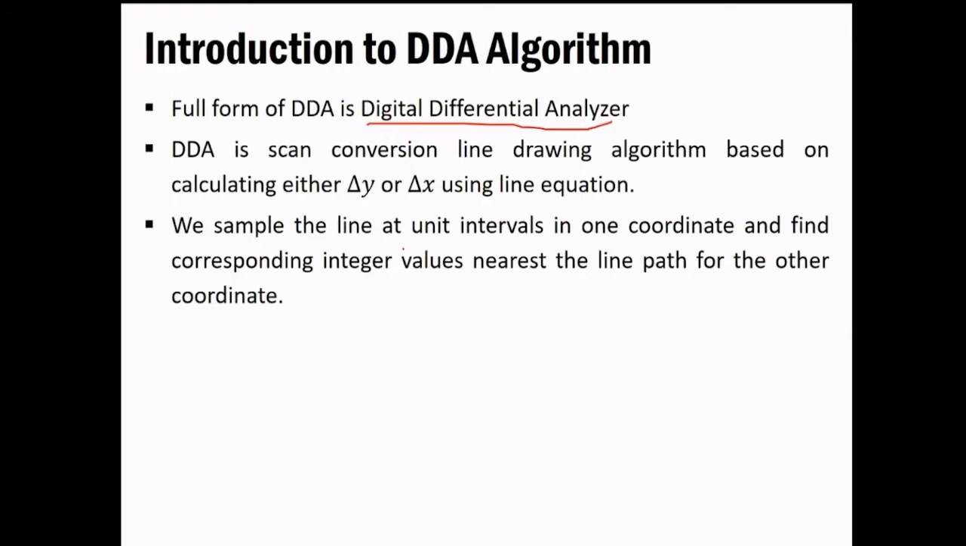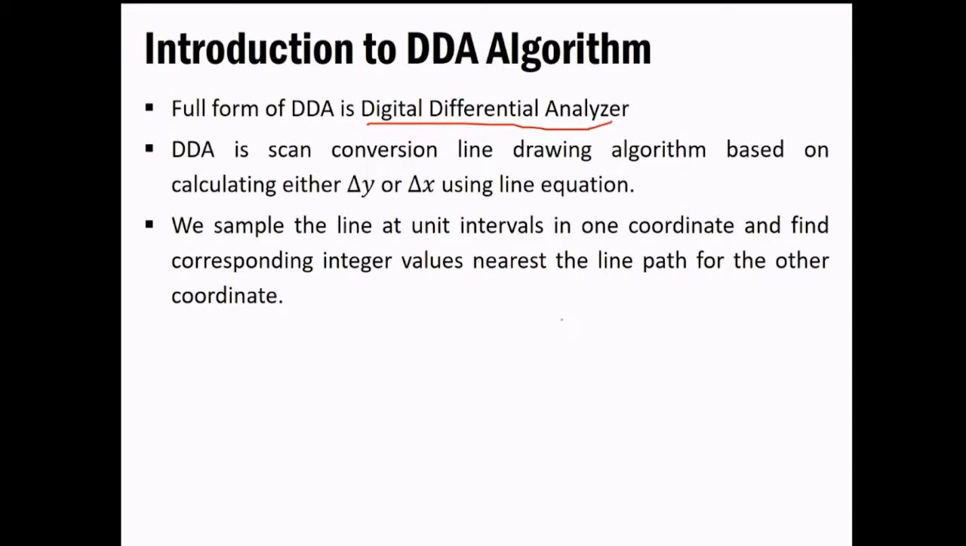Okay, and then what it says is we sample at the line unit interval in one coordinate and find the corresponding integer value nearest the line path for the other coordinate. So we will be starting with some particular direction. If we are going to start with the delta x direction, then at each and every interval we'll increment the x value. With this incremented x value, we'll try to find the corresponding integer y value with the help of some equation, and with the help of this equation we'll be able to find the nearest coordinates.